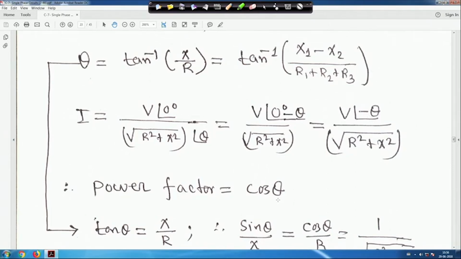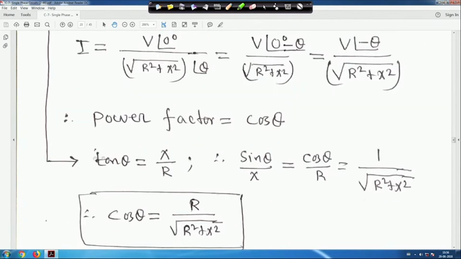This is the angle between the voltage and current, because the voltage angle is 0 and the current angle is minus theta. That means if theta is positive, then the current is lagging. If theta is negative, then the current is leading, right. So, tan theta is equal to x by r.